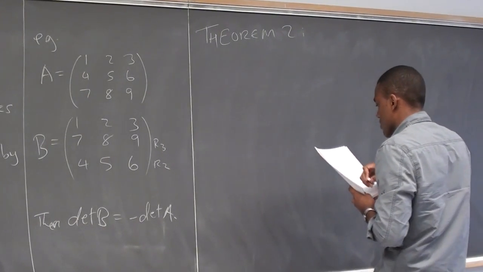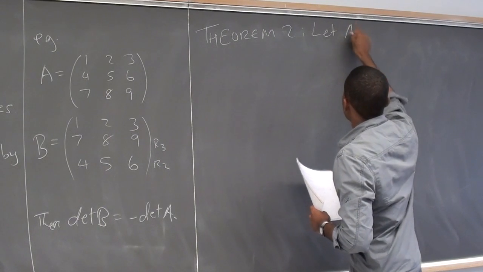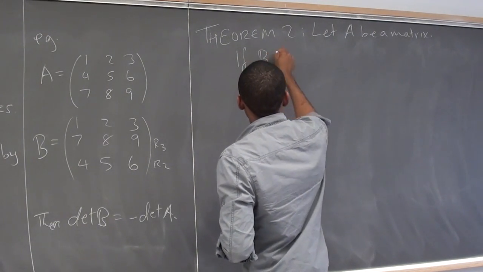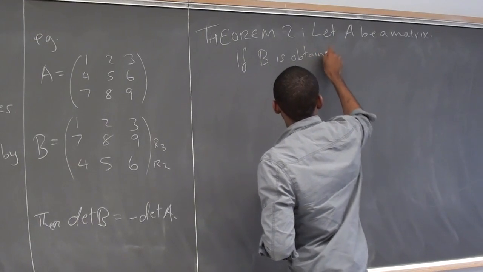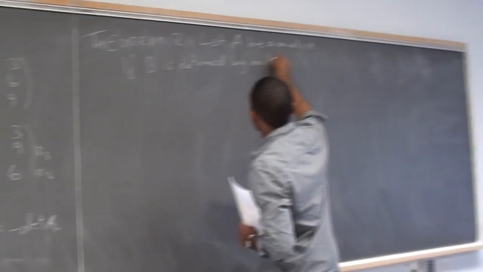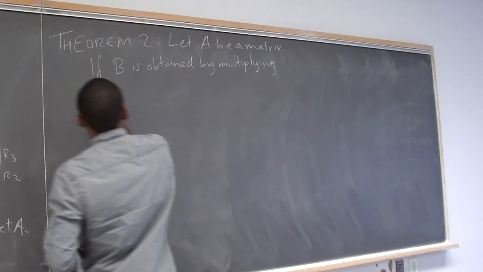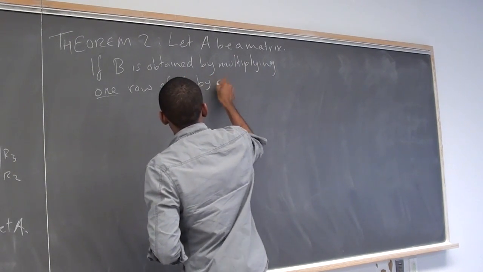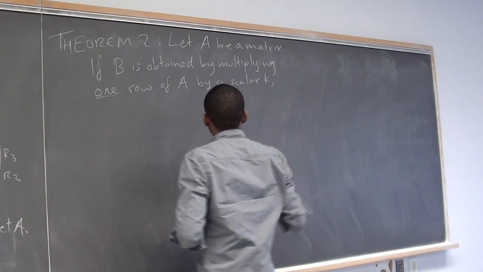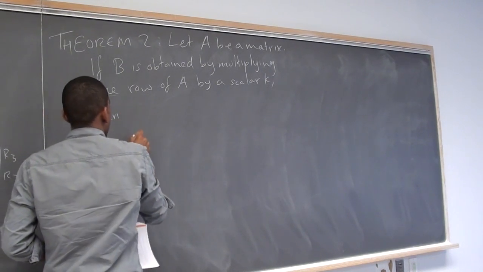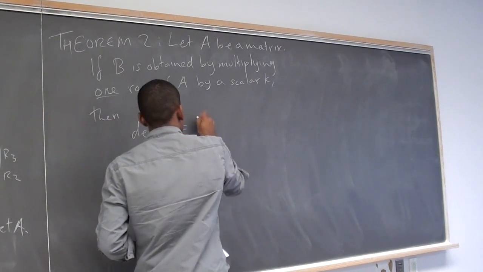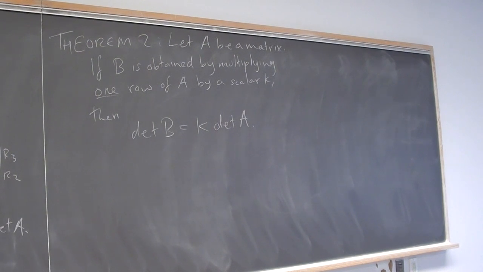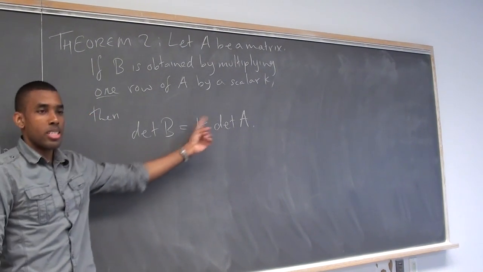Theorem 2. Let A be a matrix. If B is obtained by multiplying one row of A by a scalar K, then the determinant of B is equal to K times the determinant of A. Right? So if you multiply a row by a constant, the determinant has to be multiplied by that constant.